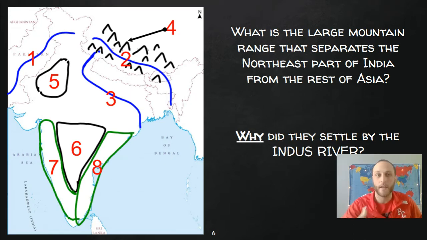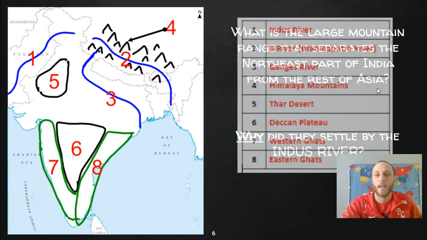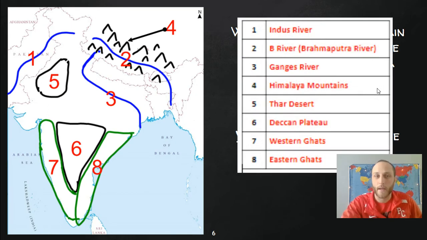So we could count on it. They knew when it was going to flood. It wasn't flooding randomly like back in Mesopotamia, their rivers. So this one floods at the same time every year, which is why it's the best river that they settled by. Here are the locations, just as a reminder.